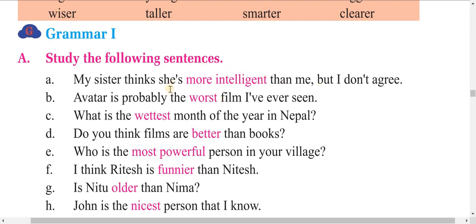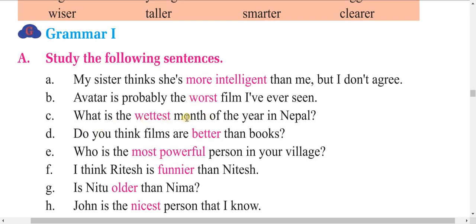The words, the adjectives which are long, okay, which are lengthy, long adjectives. Before long adjectives we should use more or most. Now, Avatar is probably the worst film I have ever seen. The worst is the superlative degree of adjectives.